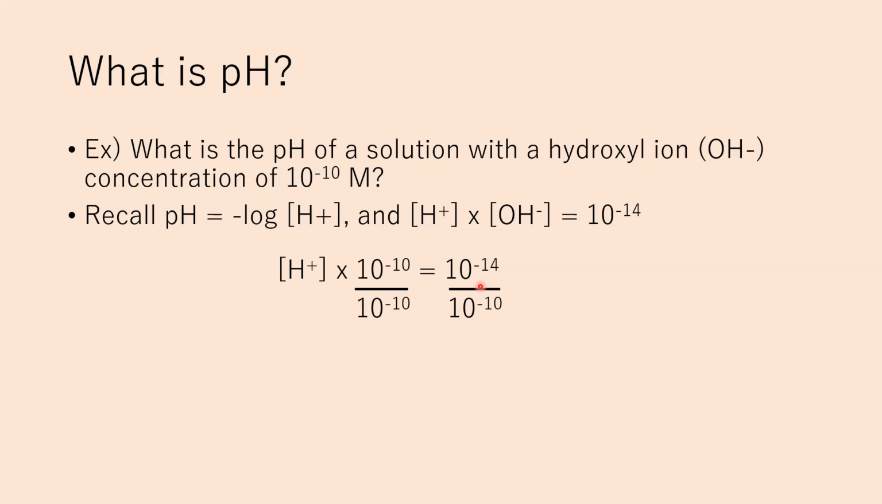Dividing both sides of the equation by 10 to the negative 10th power, this leaves us with a hydrogen ion concentration of 10 to the negative 4th power. If we take the negative log of 10 to the negative 4th power, which is the pH, we get a pH of 4. I hope this has been useful for you.